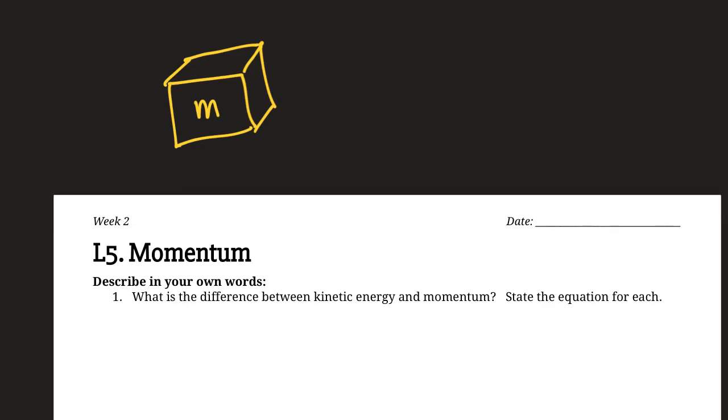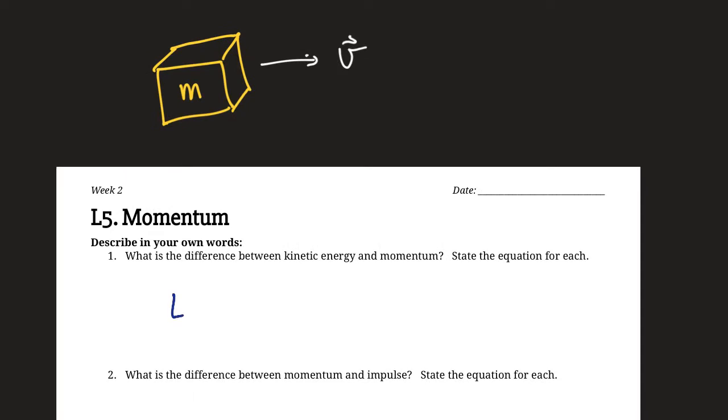If we have a box that's moving along at a constant velocity, we know that box contains kinetic energy. And we know the equation for that: kinetic energy equals 1/2 mv squared, right? So the kinetic energy is dependent on the mass of the object and its speed.